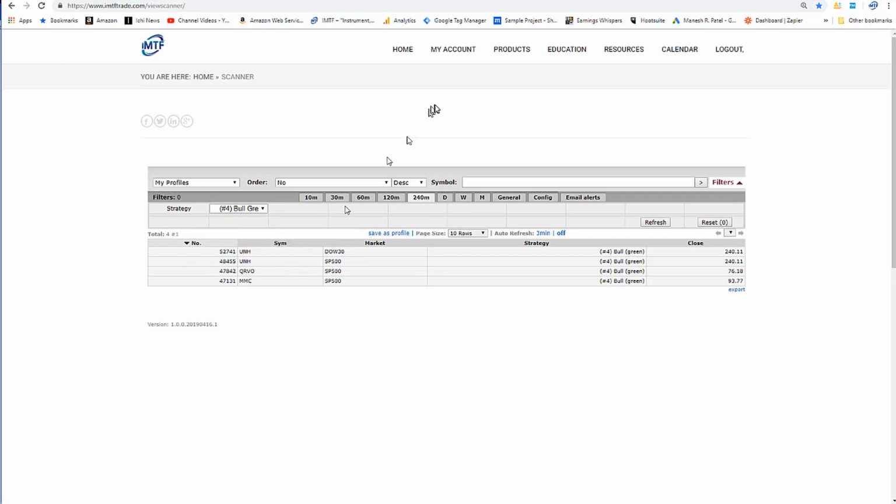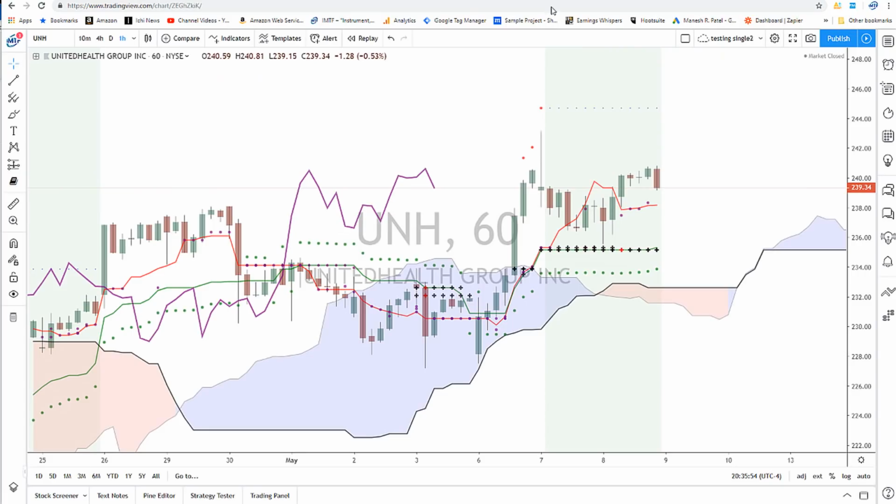So these are the high probability opportunities that are available now. Okay, here's our first one. This is UNH. The breakout dots are right here. They're blue. Let me increase the size so you can see them better. This is our IMTF indicator that basically tells you when the bullish setups are and where the entries are.